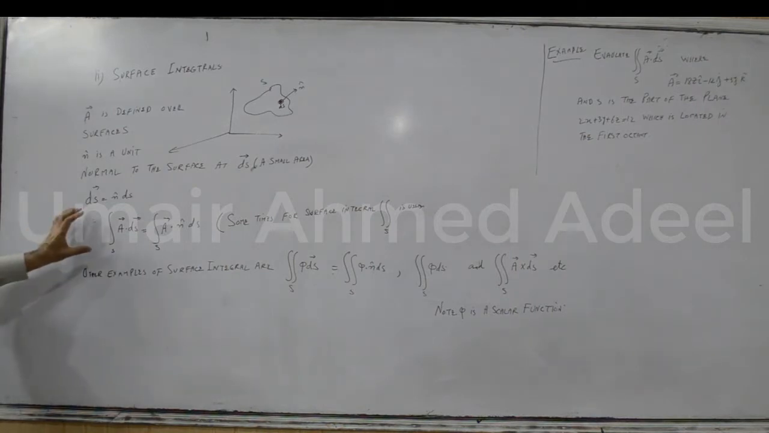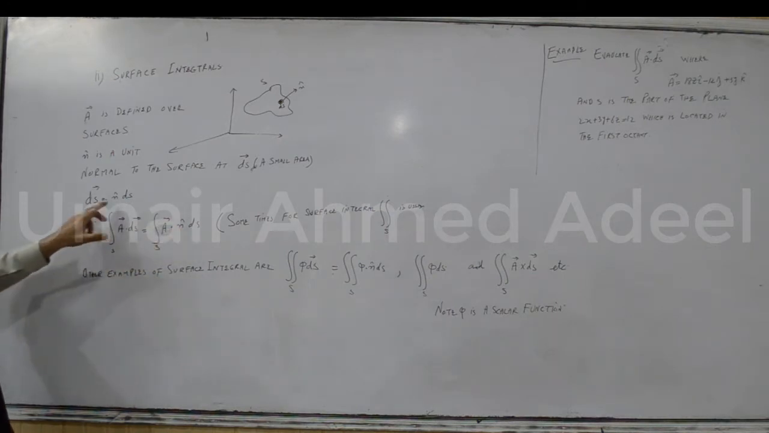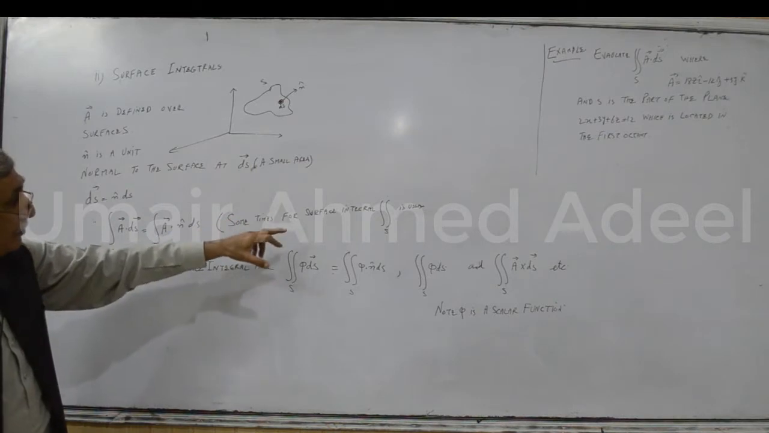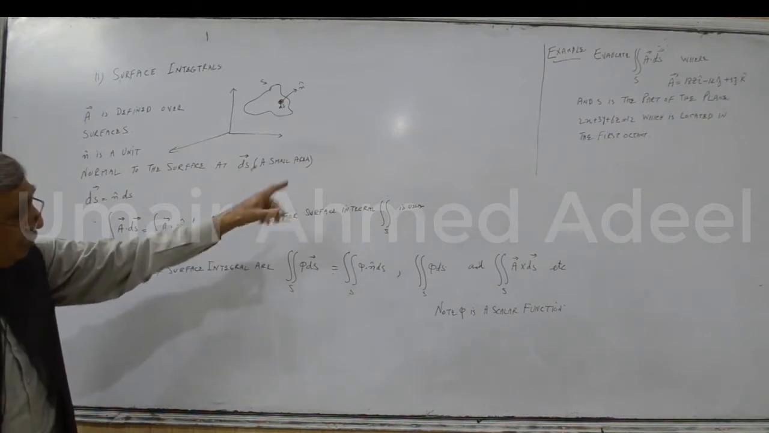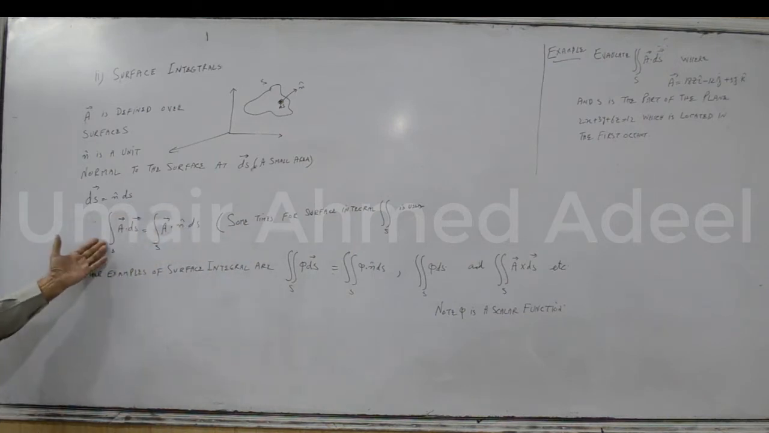Then the surface integral can be written as A dot dS, and since it is a vector, we write A dot n dS because dS is n dS. Sometimes for the surface integral we use two integral symbols, and sometimes we use a single symbol as here. Both have the same meaning.